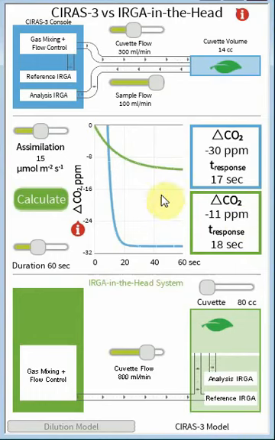You can play with these numbers, you can change each of the sliders and figure out what different parameters you might find in your particular gas exchange system.